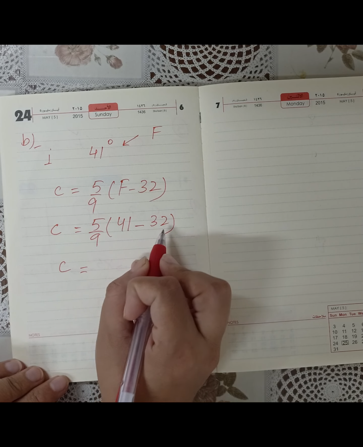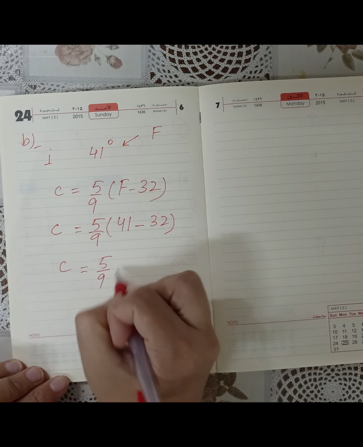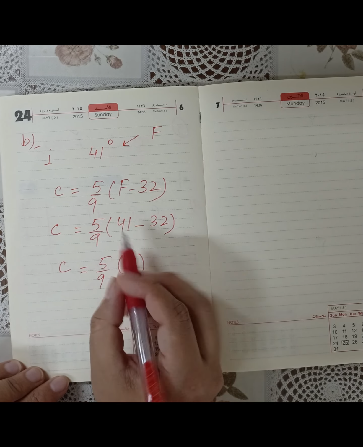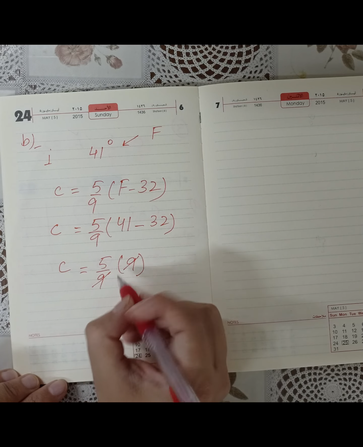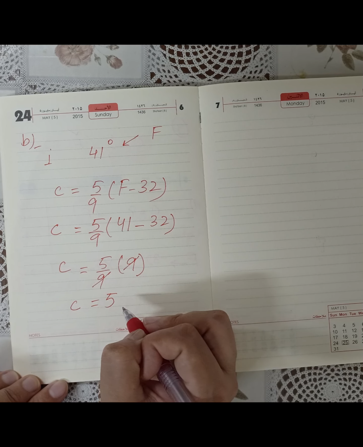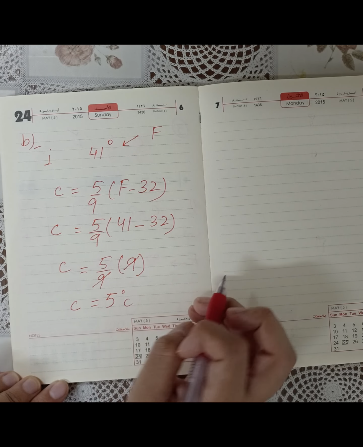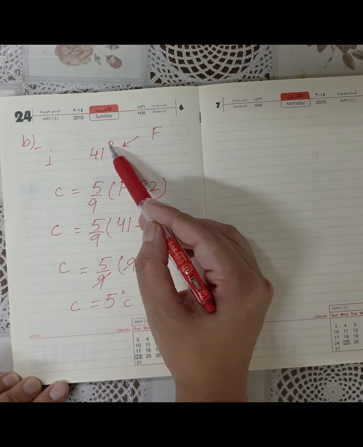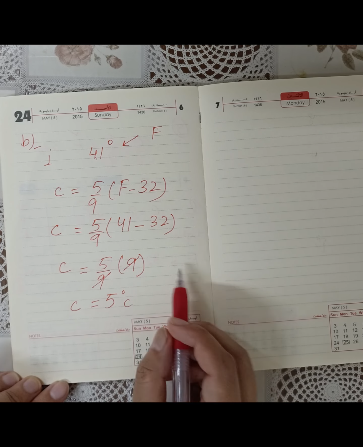So 41 minus 32, I will get 9. Okay, we know in multiplication we can cancel. 9 ones are 9. So we have 5. In Celsius, we will get 5 degrees. If we have 41 degrees Fahrenheit temperature, that will be equal to 5 degrees Celsius temperature.